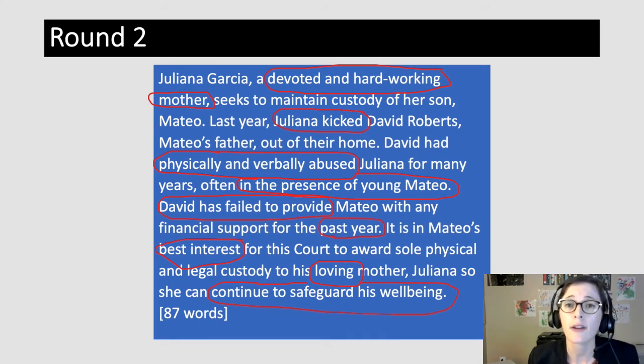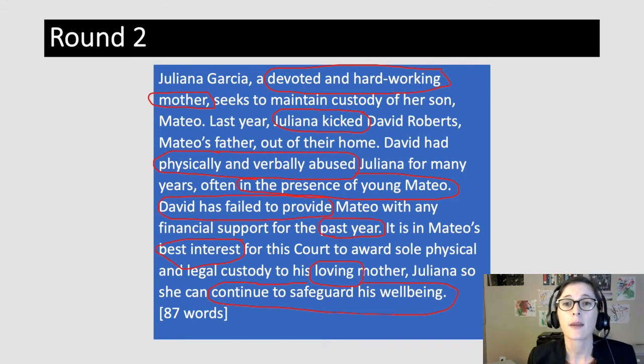There's a clear narrative arc in this case theory. We have a mother who suffers years of abuse. She's finally able to kick her abuser out of the home. And now she's able to care for her son and only wants to continue keeping him safe. The legal theory here in this case is clear. She's seeking sole physical and legal custody.